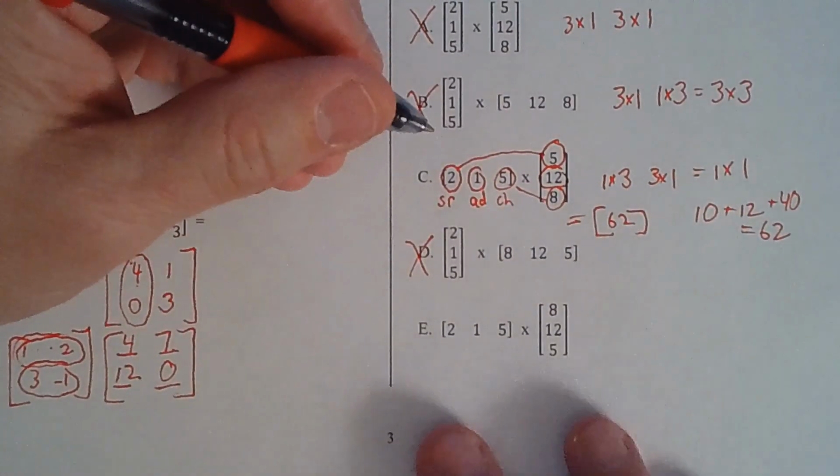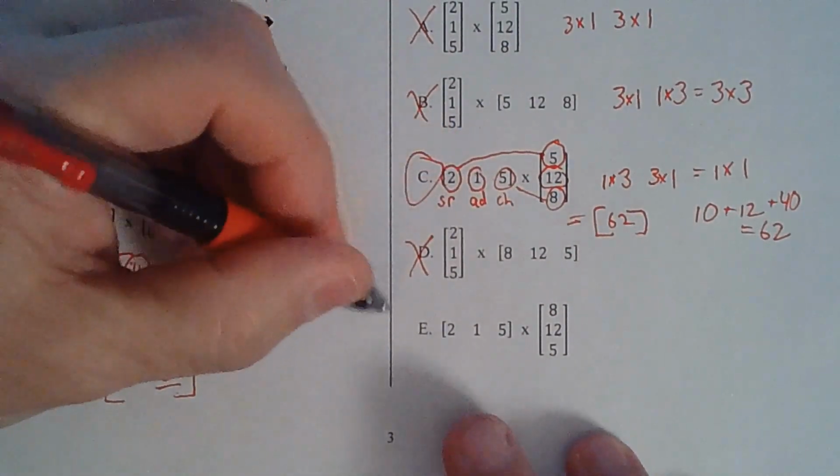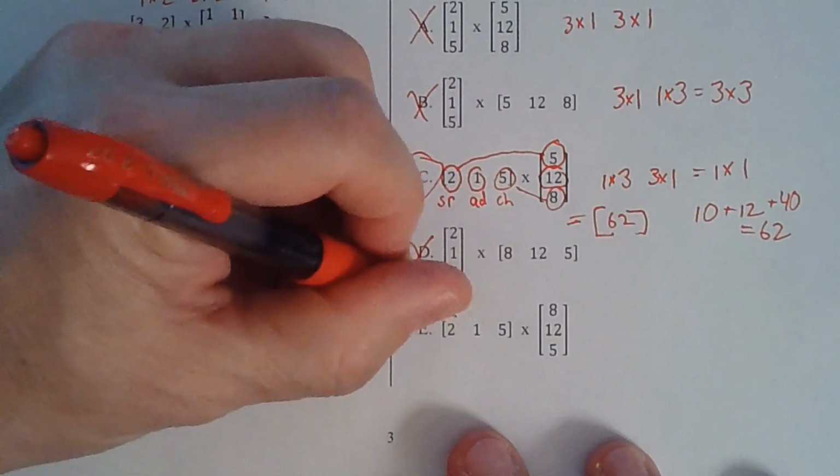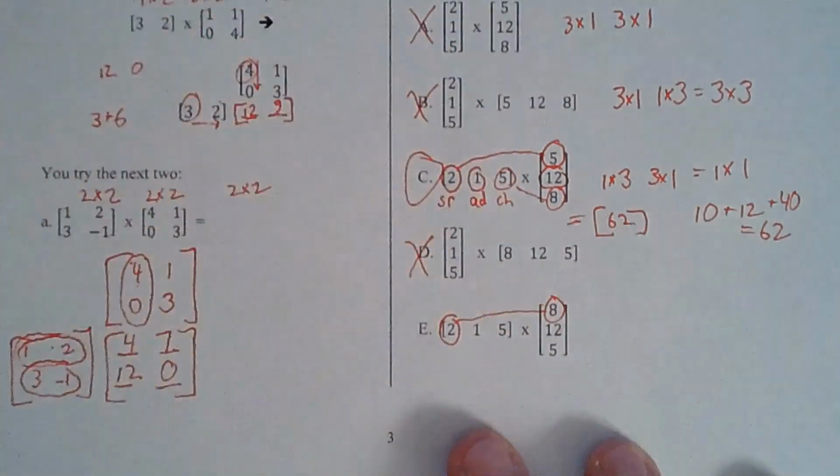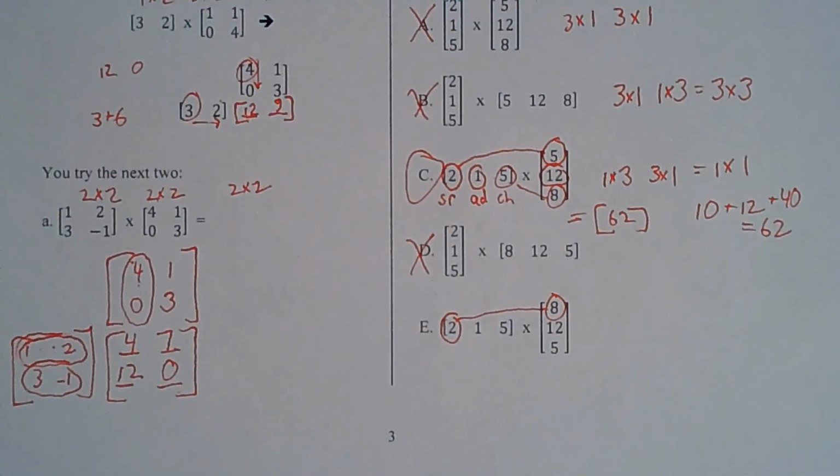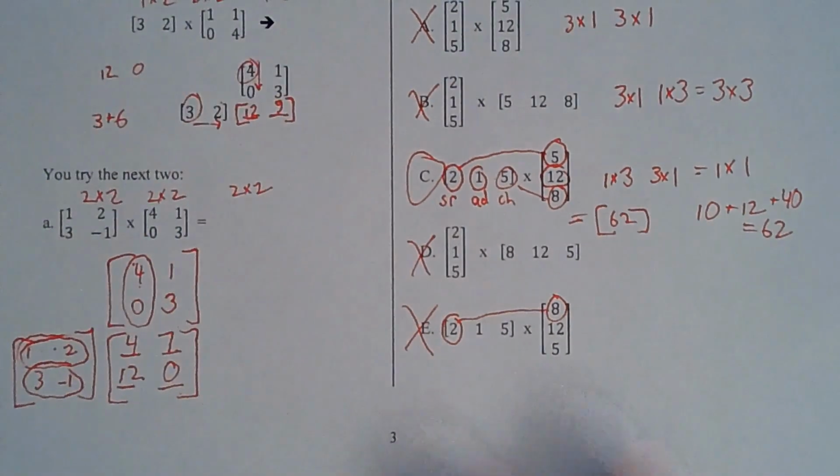E, if we just study this for a moment, and C is our answer, if we study E for a moment, you'll see that the 2 senior citizens multiplies the $8, and that doesn't make sense because the $8 does not apply to the senior citizens, so E is out as well.